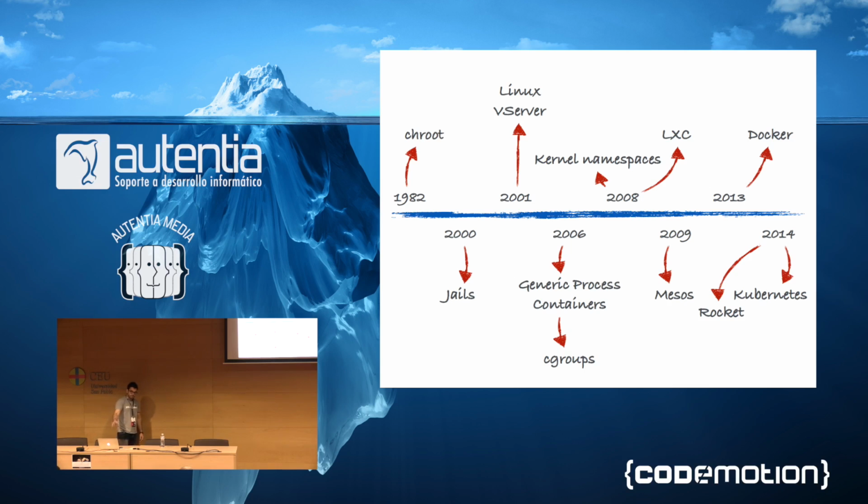Another important bit before Docker is LXC, which is some tooling that Linux adds on top of cgroups and namespaces. Docker seems like it's in the day-to-day of everybody, but it's just from 2013, 3 years ago. And in 2014, we got Kubernetes, and we got Rocket as well, which is another container engine that runs on top of Kubernetes if you want.